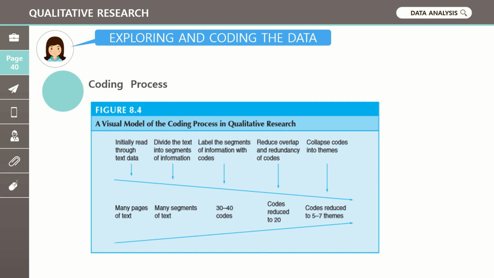So, the coding process. In this coding process, you need to initially read through the text data overall, and then you will find many pages of text. And then divide the text into segments of information, and you will get many segments of text. After you divide them into segments, you must label the segments of information with codes. Here you may get 30 to 40 codes. And then reduce overlap and redundancy of codes. Here you will get codes reduced to 20.